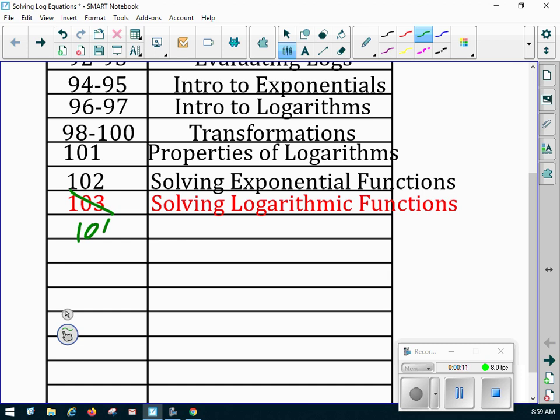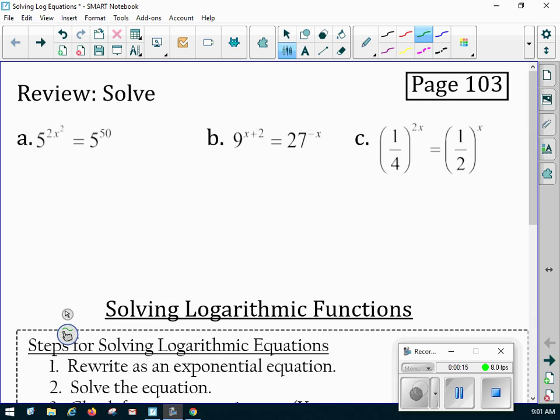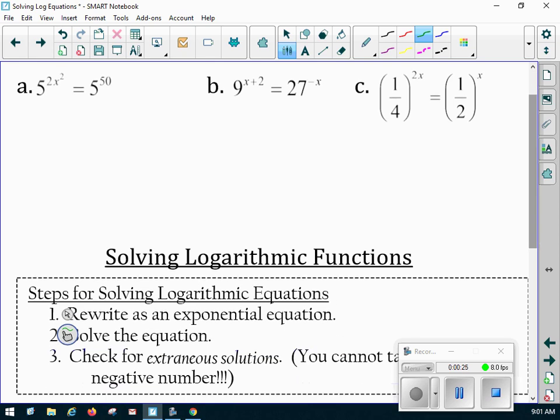Solving logarithmic functions. We'll have one more thing, and that will be that. The top three on your front page say review, solve. These are things that we did yesterday, so let's just go back through them. We're going to solve these equations.